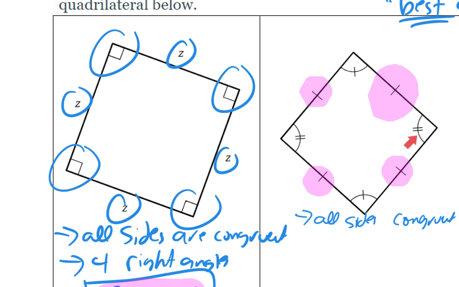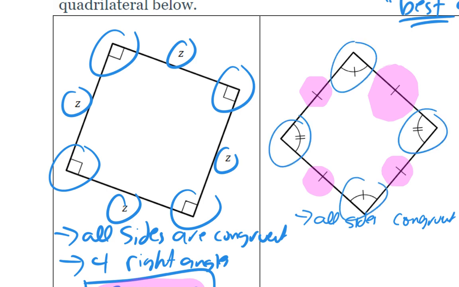And then this has 2. That has 1. That has 1. So are all 4 angles the same or are they different? Okay, so that means that these 2 are different from these 2. They're not all the same.